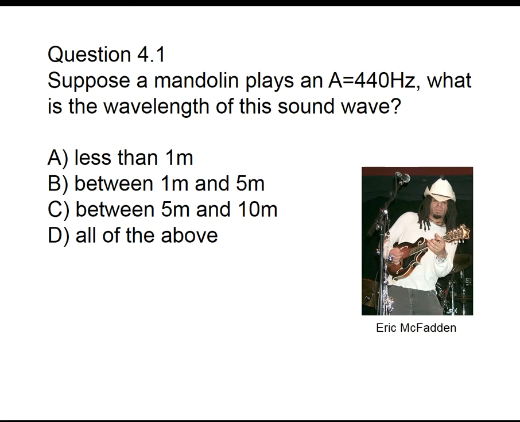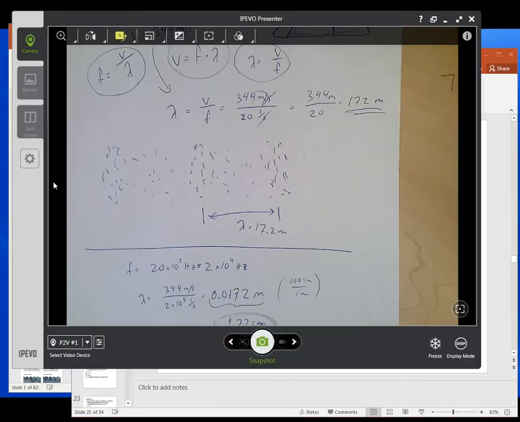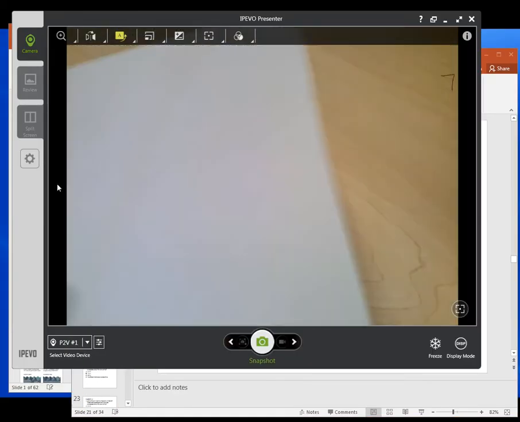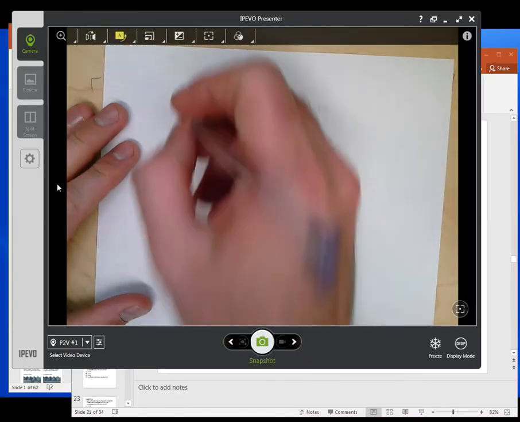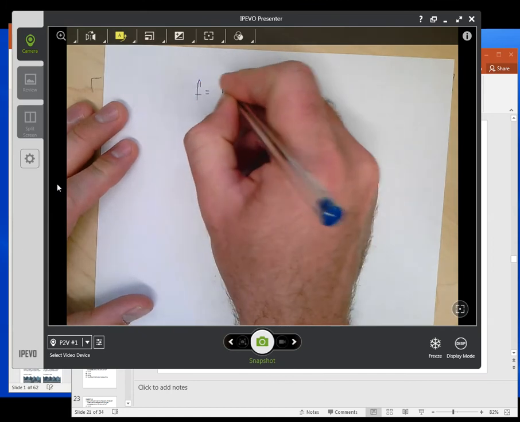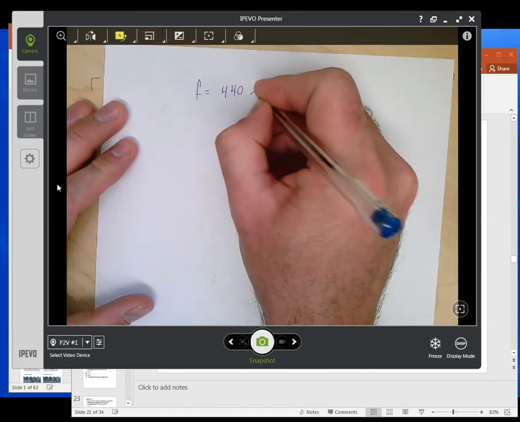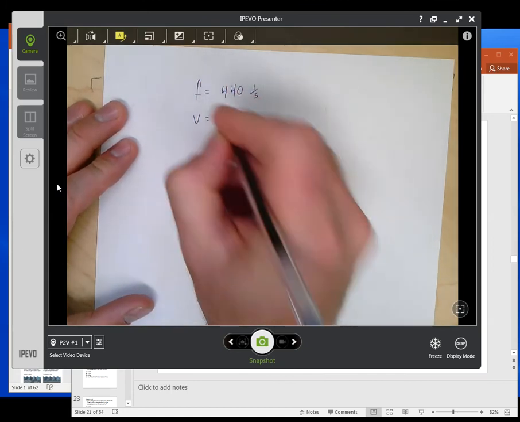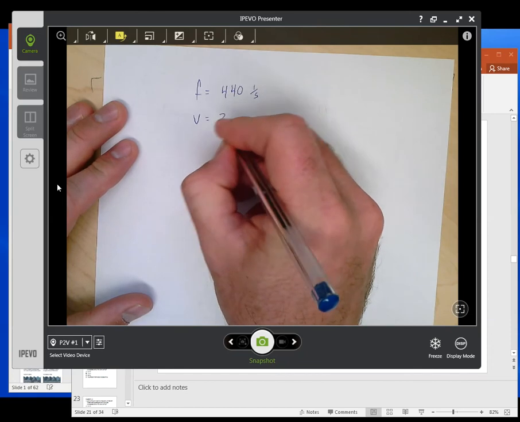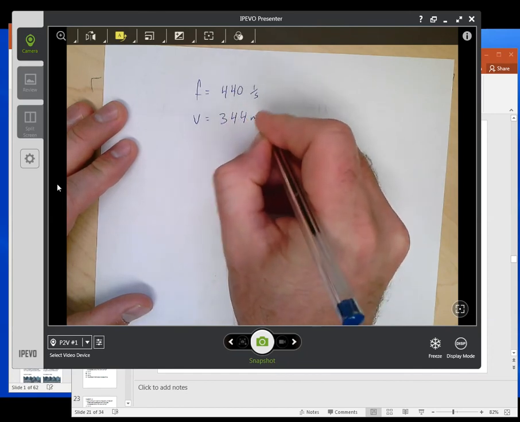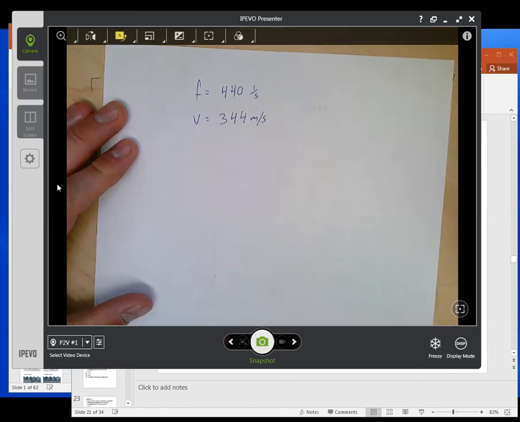Okay, we're back. And what did you find out? Well, hopefully you found out that it was less than 1 meter. And let's explore why this is. If I take a look at the 440 hertz, F is 440 hertz, or inverse seconds, and the speed, well, it didn't say what the speed was, but I wanted you to think about it: it's probably somewhere close to 344.